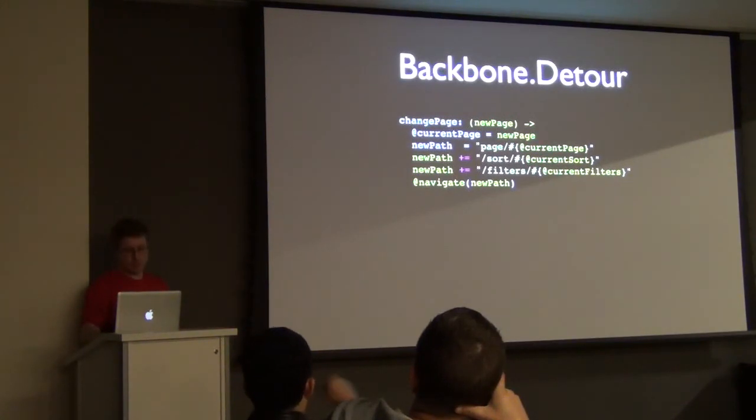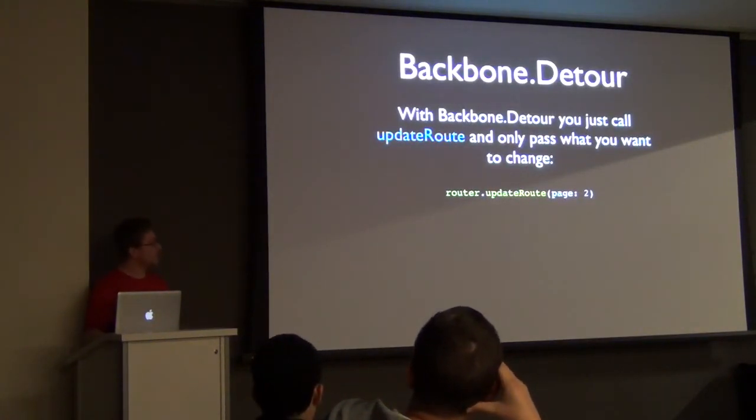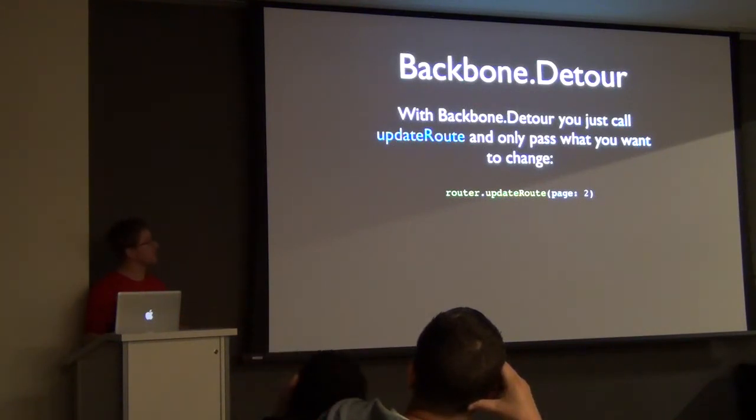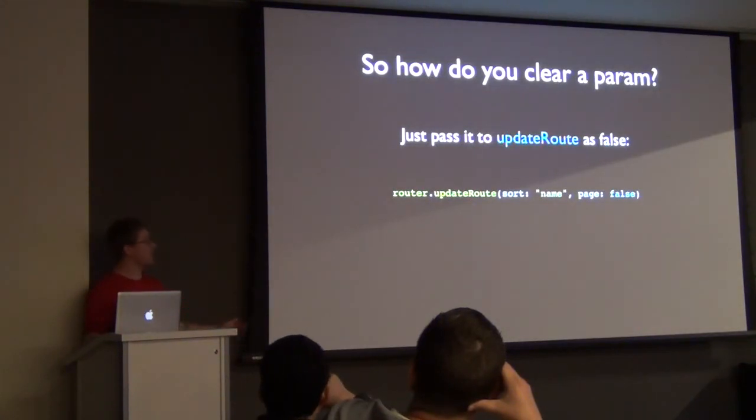So with Backbone.detour, you don't call navigate, you call updateRoute. And you just specify what you want to change. So if you want to change to page 2, you just say updateRoute page 2. Now if you already had something in the router for sort and filters, they would stay intact, it would just change page 2. So since you're just specifying what you want to change, what if you do want to clear something? Then you just set it to false. So say you're sorting on name, and you don't want to stay on page 2. You want to go back to page 1, so you would set page to false.